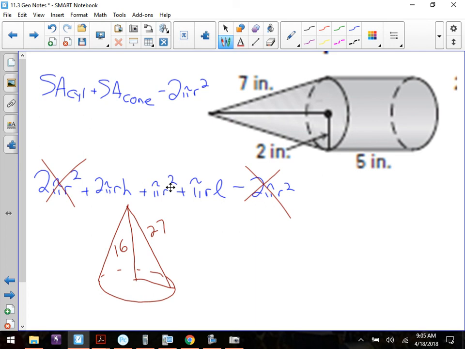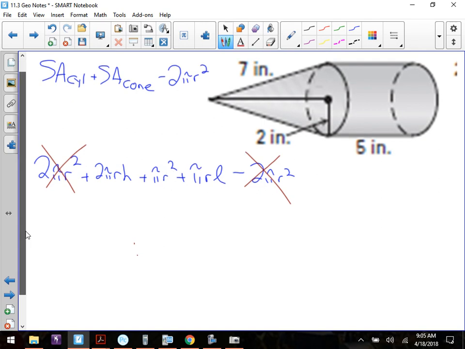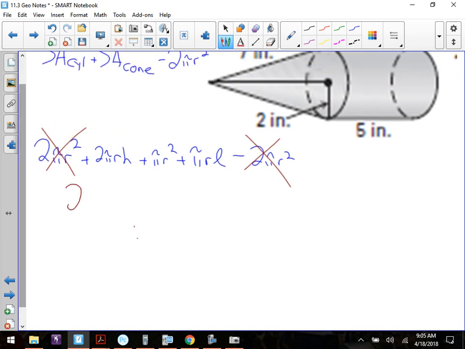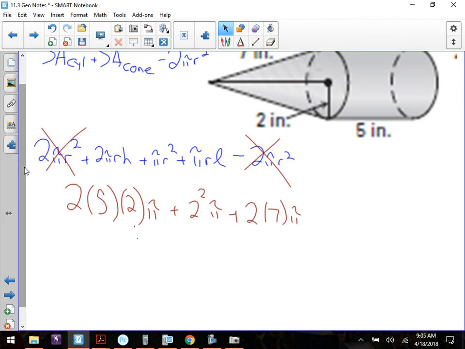So from here, it's nothing more than just writing values and pressing buttons. If we try this, what's our radius on this one? 2. What was the vertical height? 5. So it's 2 times 5 times 2 times pi plus 2 squared pi plus 2 times 7 times pi. And once again, you can type all of that directly into your calculator with pi buttons, and it'll give you an answer. But honestly, it's probably easier not to use your calculator, because what's 2 times 5? Times 2.